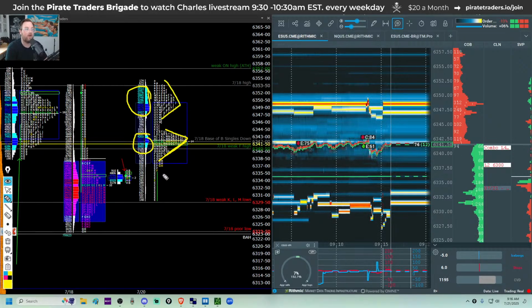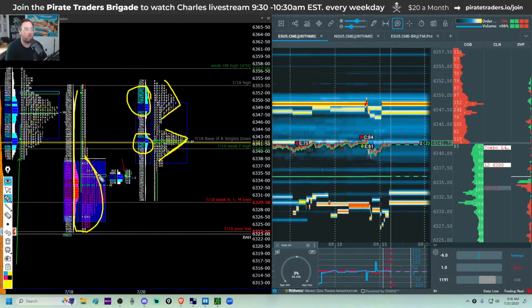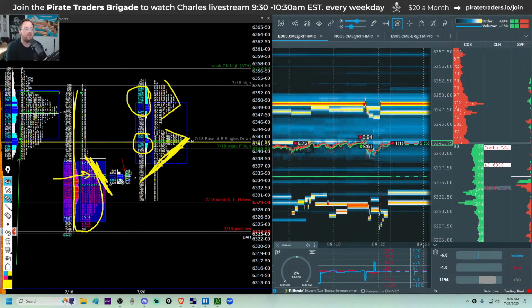That's what we're focused on, right? Well, where did they spend the most time? Above the bottom of that B, right? They turned what was resistance in the afternoon on Friday into support over the weekend. Anytime you turn resistance into support, it is bullish.